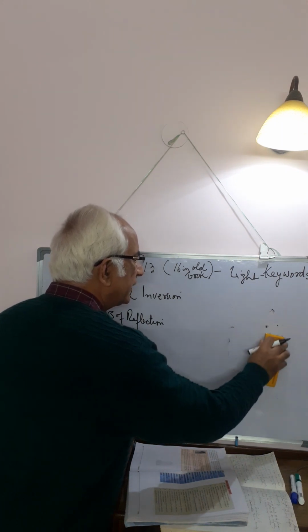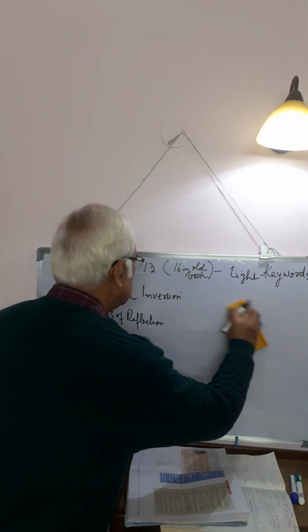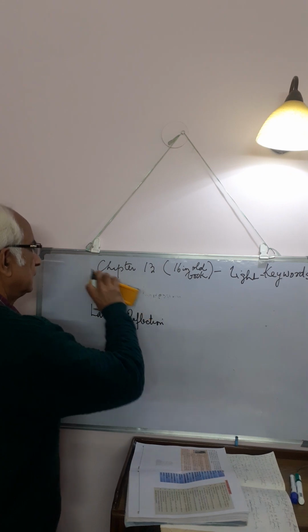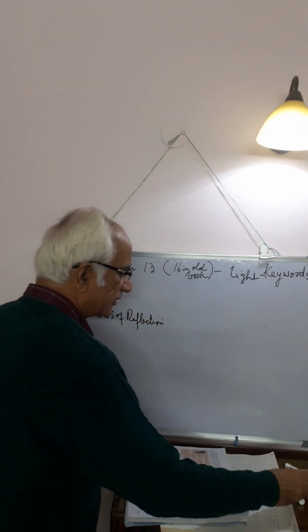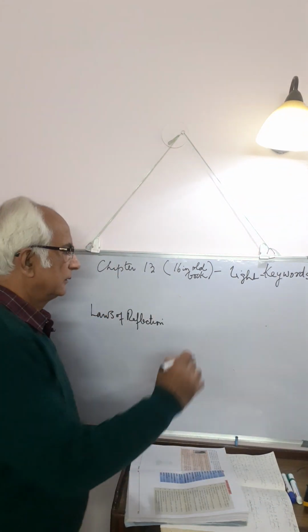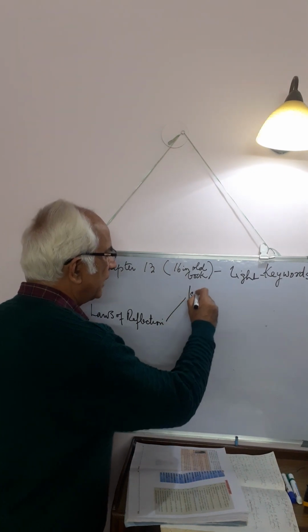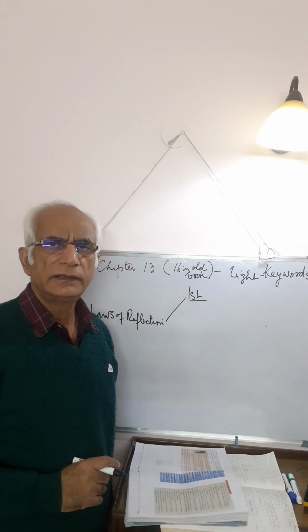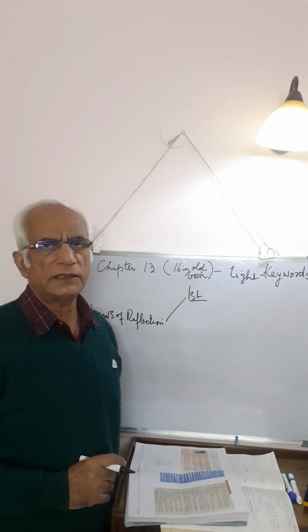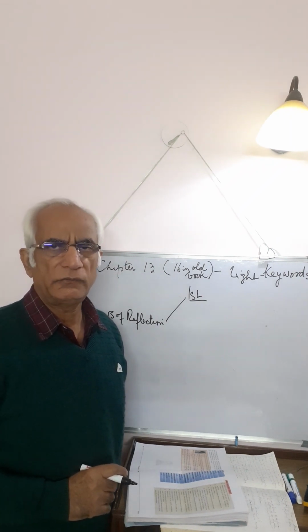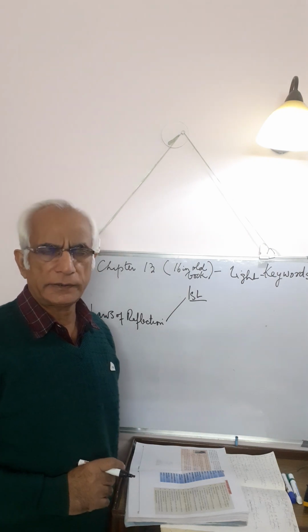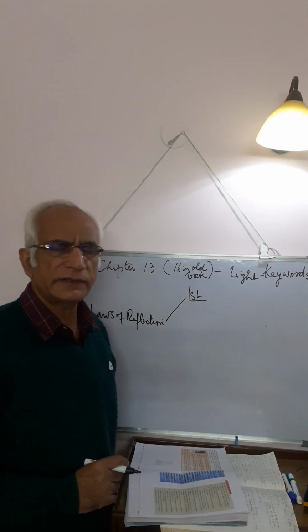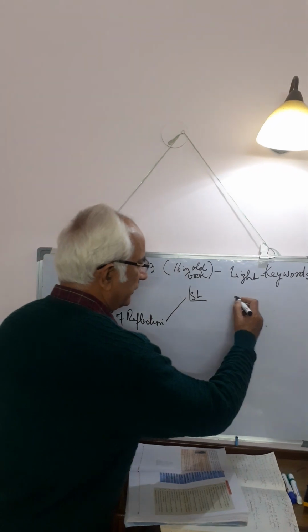So what is the next word that we have to learn? We have to learn the laws of reflection. There are two laws. First law is that angle of incidence is always equal to angle of reflection. When light reflects from a plane mirror, the angle of incidence is always equal to angle of reflection.